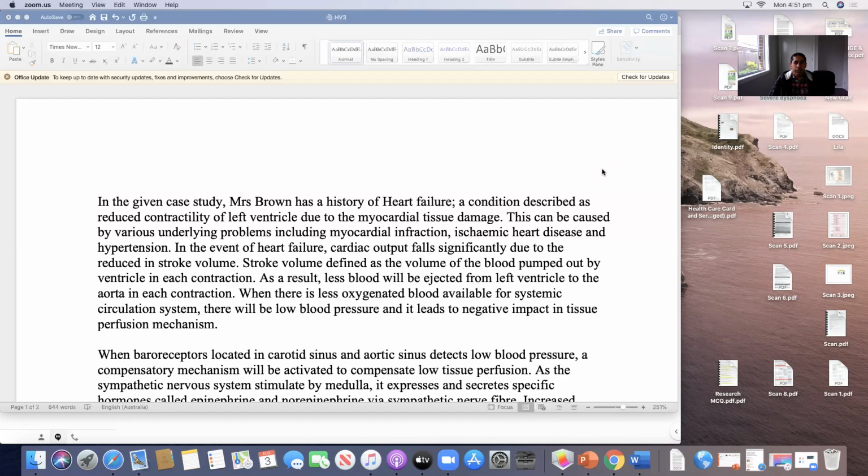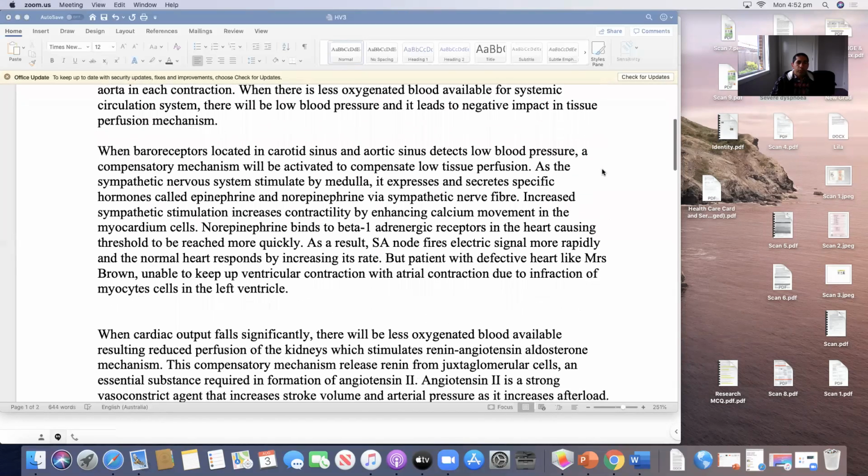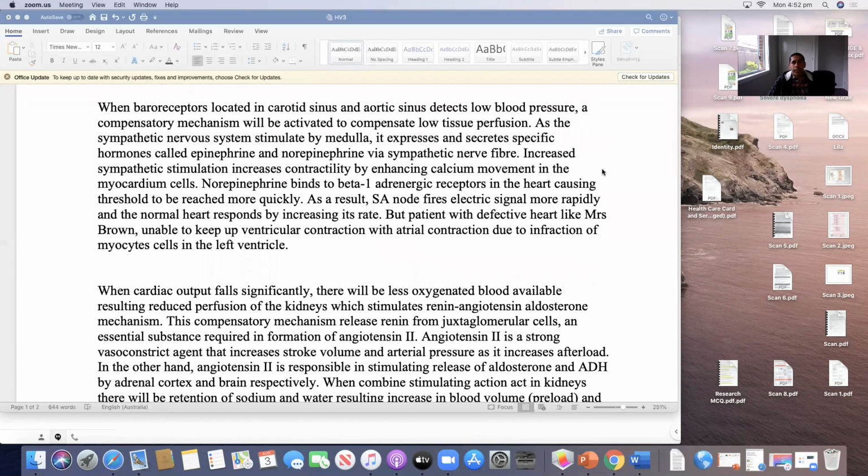As a result, less blood will be ejected from the left ventricle to the aorta in its contraction. When there is less oxygenated blood available for systemic circulation, there will be low blood pressure, and it would lead to a negative impact on the tissue perfusion mechanism. When the baroreceptors located in the carotid sinus and aortic sinus detect low blood pressure, a compensatory mechanism will be activated to compensate for low tissue perfusion.